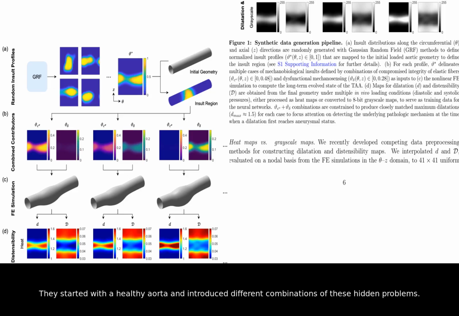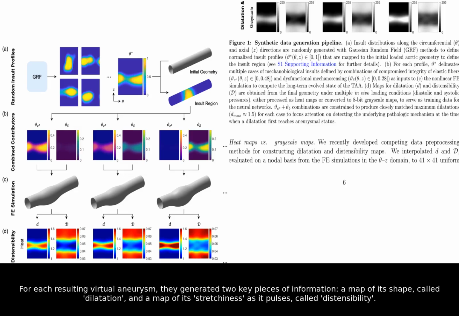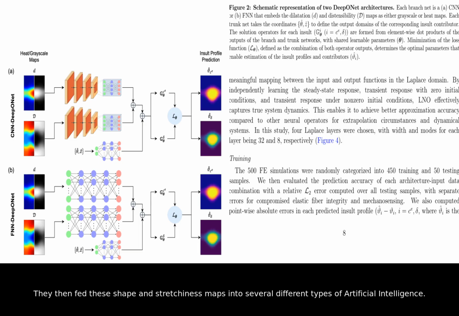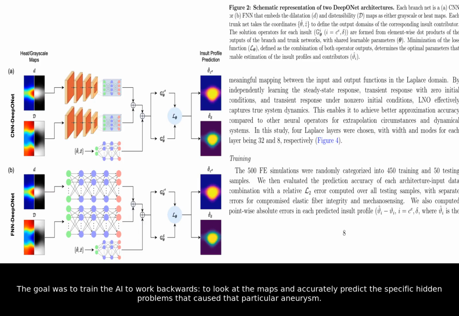They started with a healthy aorta and introduced different combinations of these hidden problems. For each resulting virtual aneurysm, they generated two key pieces of information: a map of its shape, called dilatation, and a map of its stretchiness, as it pulses, called distensibility. They then fed these shape and stretchiness maps into several different types of artificial intelligence. The goal was to train the AI to work backwards, to look at the maps and accurately predict the specific hidden problems that caused that particular aneurysm.